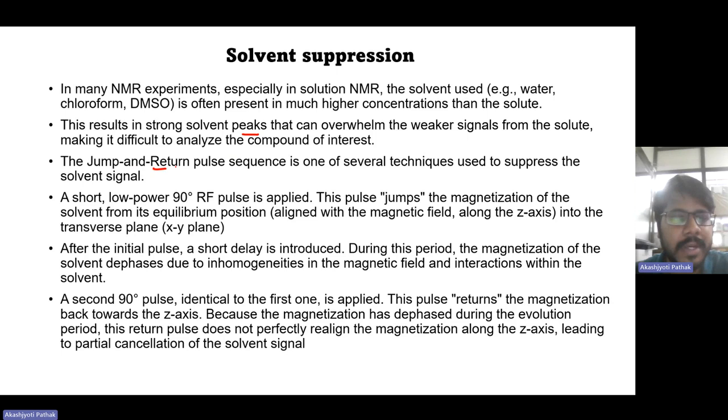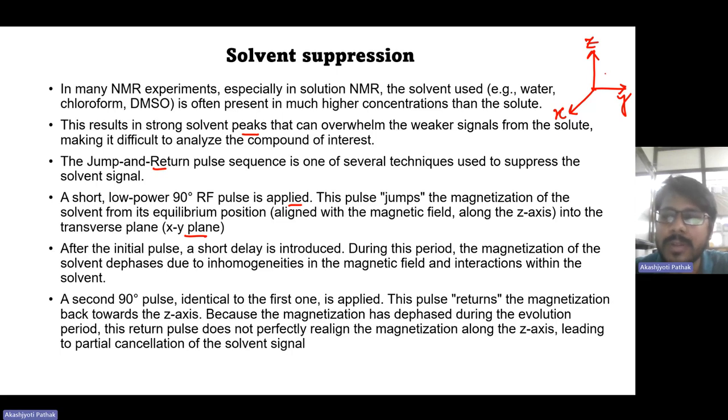Here in jump and return pulse sequence, first a short low power 90-degree RF pulse is applied. A 90-degree RF pulse means a signal is applied which will cause the magnetization to flip by 90 degrees, and this pulse jumps the magnetization of the solvent from its equilibrium position into the transverse plane. The transverse plane is the xy plane and the equilibrium position is the z axis, right? Consider this is the z axis, and this is the x axis and this is the y axis.